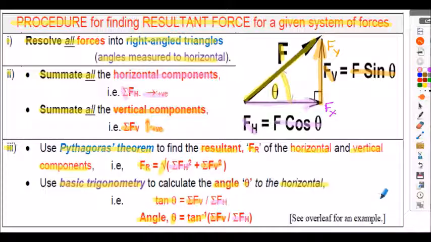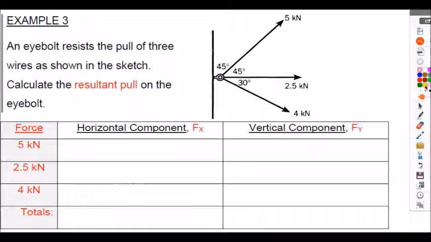So that's a brief overview of the procedure we're going to adopt, and in the following examples you'll see how it's applied in practice. Here's example 3. An eye bolt, shown here, resists the pull of 3 wires, as shown in the sketch. We've got to calculate the resultant pull, that's the resultant force, on the eye bolt from these 3 wires.